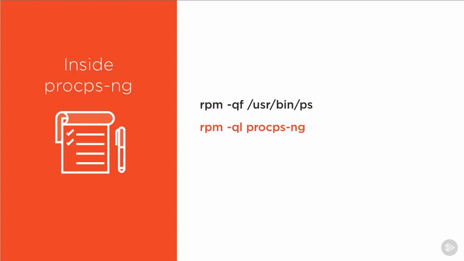But we could also go through and list the complete content of the package. So using rpm -ql procps-ng, we get a listing of everything that's included within that package. Now we can separate things such as configuration files and documentation. So instead of the l, we can use c and d.